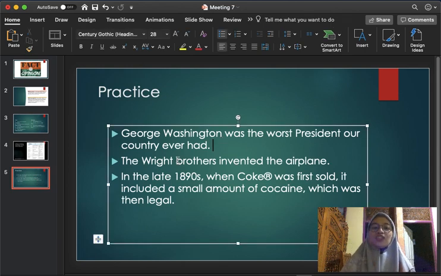Next, misalnya di sini, George Washington was the worst president our country ever had. What do you think? Is it opinion or is it a fact? It is an opinion, karena bisa aja some other people will say differently. Maybe George Washington is like one of the best. If you compare everyone with Trump, maybe George Washington is a lot better.